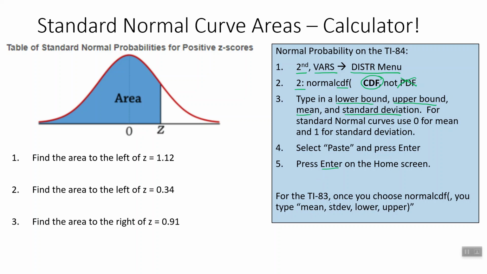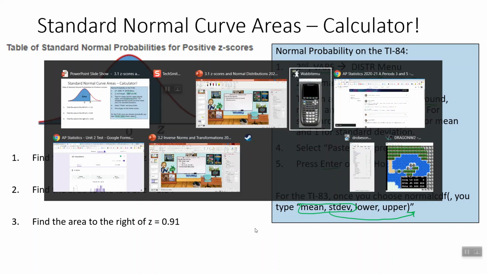If you're using a TI-83 or the Graph and Calc app, once you choose normal CDF, you're just typing in the numbers in the same order with a comma between them. I think I said that wrong. I think lower comes first, upper comes second, and then mean, then standard deviation. Oh well, I don't have one of those calculators in front of me. I'm trying to remember what it is. I don't even have one at school either.